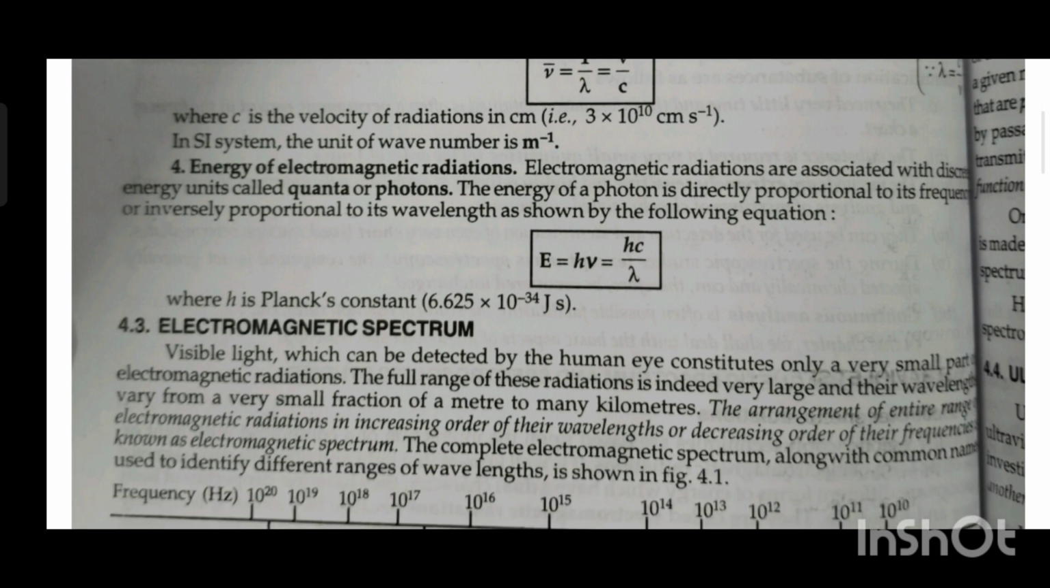Second, electromagnetic spectrum. Visible light, which can be detected by the human eye, constitutes only a very small part.